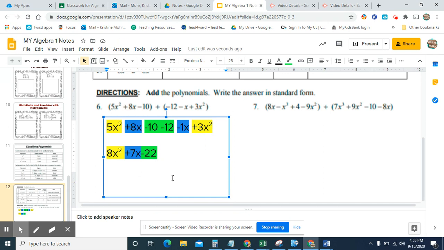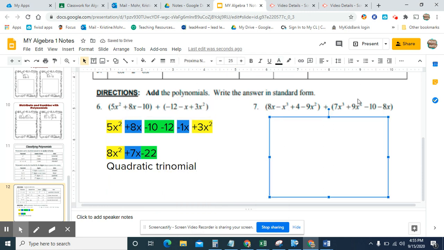And then it also will have us classify these. So our highest degree is squared. So we know that that is going to be called quadratic. There's 3 terms. So it is a trinomial. We can unhighlight that. I knew I spelled it wrong. Okay. Then we have here the same process.